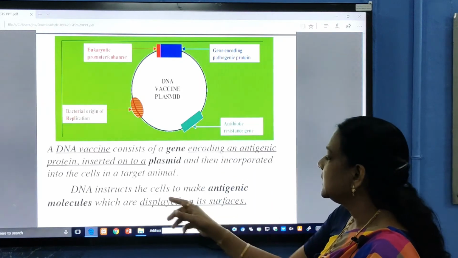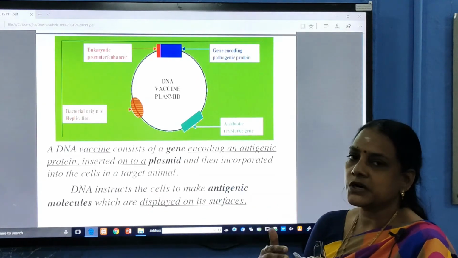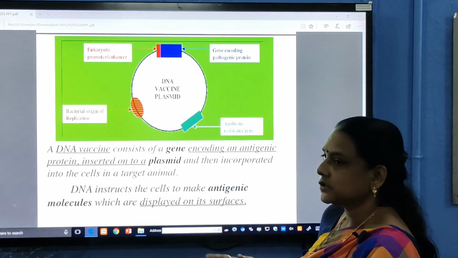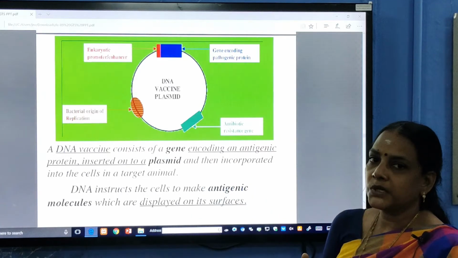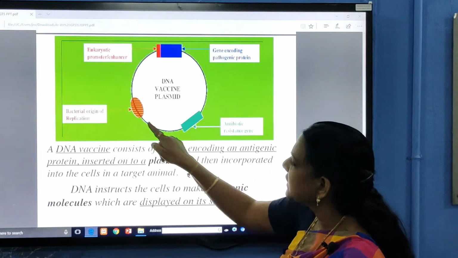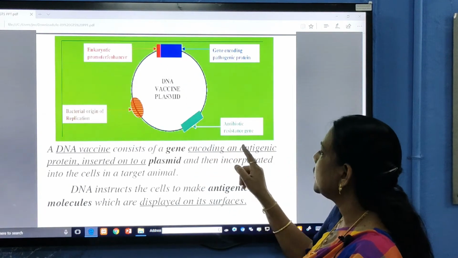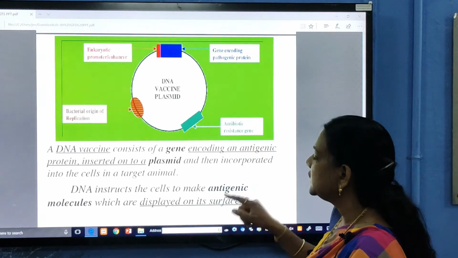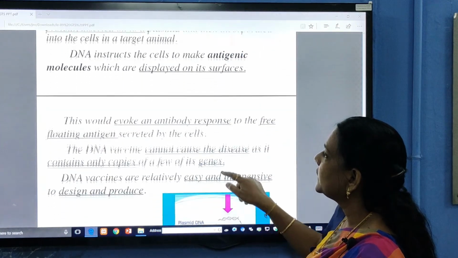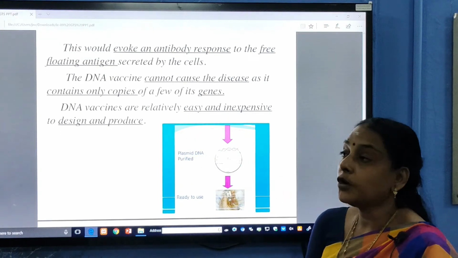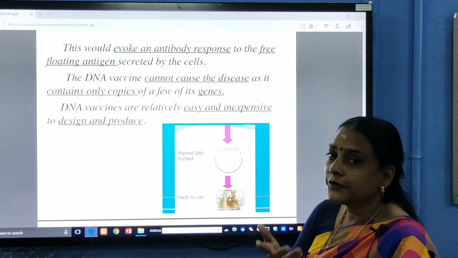After that, the DNA is giving instruction to the cells to make antigenic molecules. After the manipulation, it gives instruction to the molecules which are displayed on the surface. Here, the antibiotic resistance gene, everything will be displayed on the surface. Okay, so after that, what will happen? Now this would evoke the antibody response to the free-floating antigens.